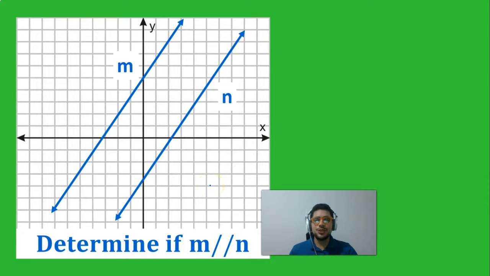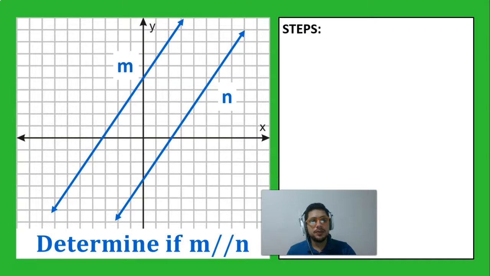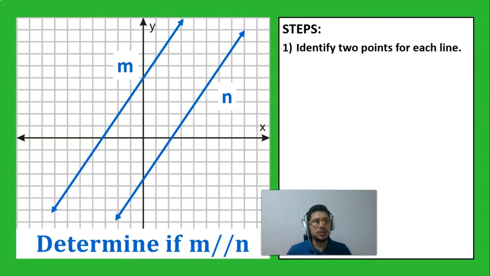Okay guys, so in this case you're given two lines. You're given line M and line N, right? So you're given the two lines graphed and you're going to determine if they are parallel, which is the symbol we have here on the left. So we're going to follow some steps. The first thing is that you are going to identify 2 points of each line.